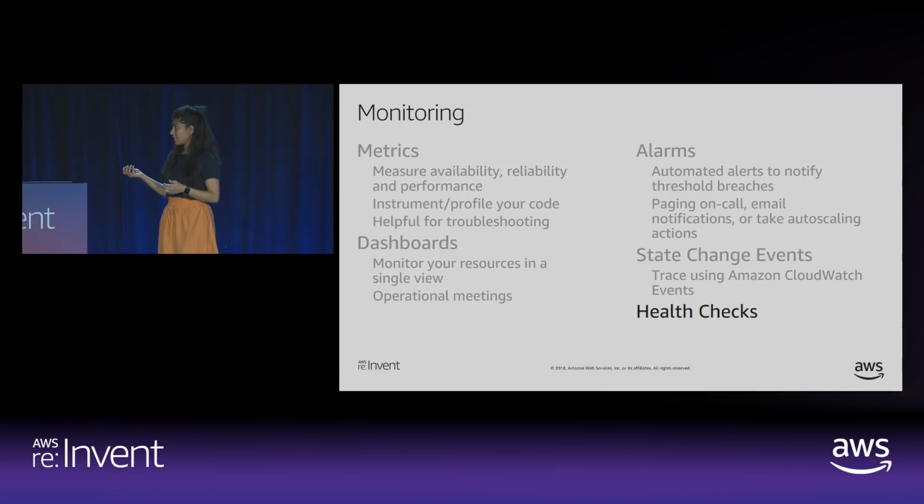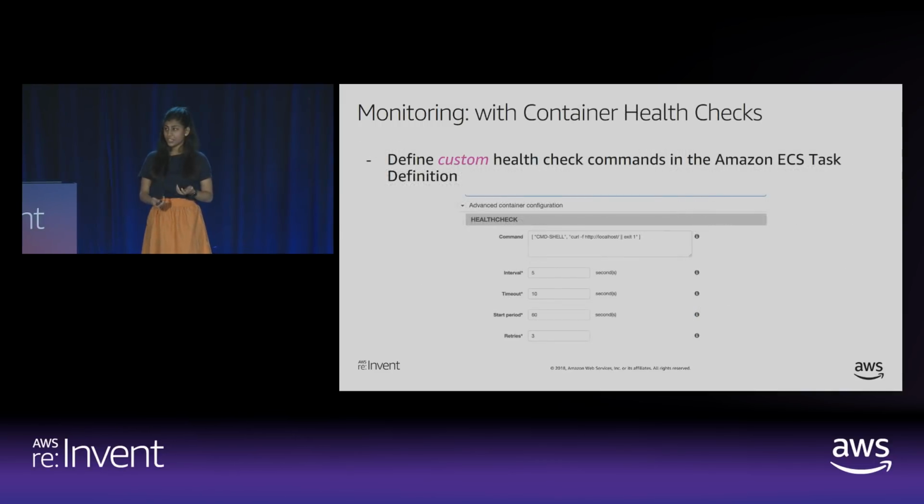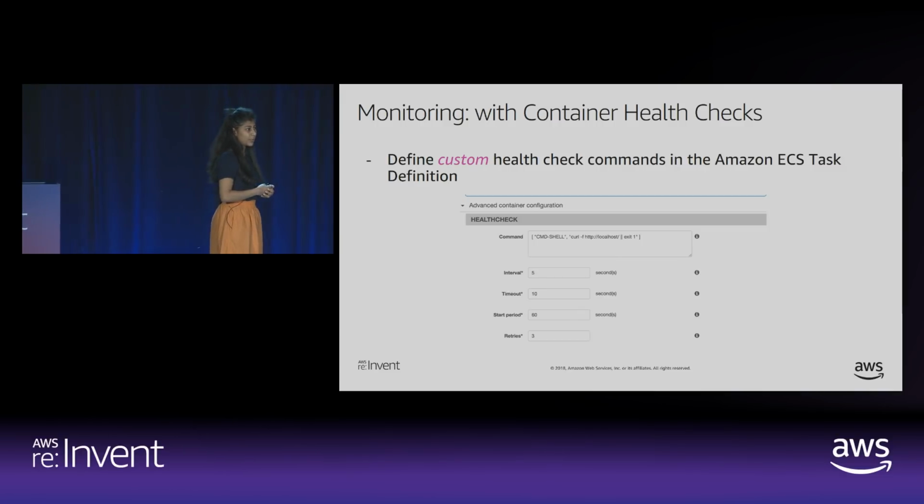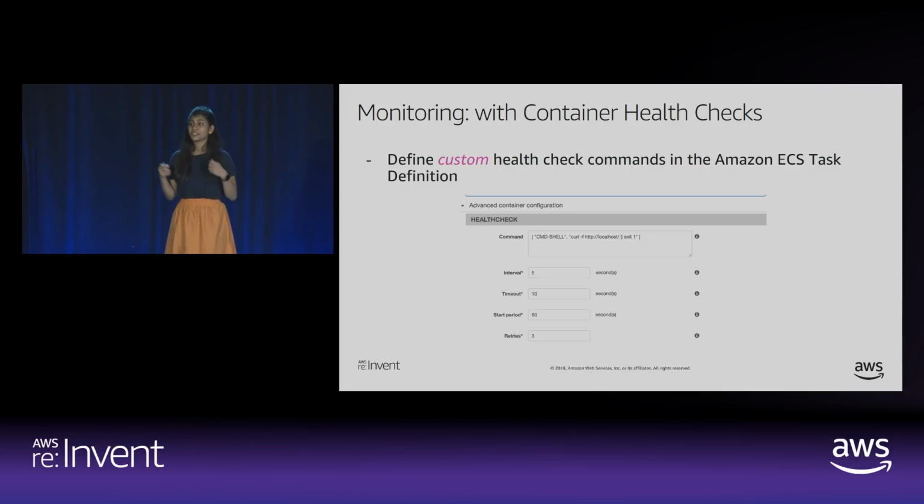Where with ECS, you can configure health checks in your task definition. So you can tell us the command to run, and with constant ping checks, and if your deep ping checks are failing, then the ECS Service Scheduler will actually replace this unhealthy task for you.